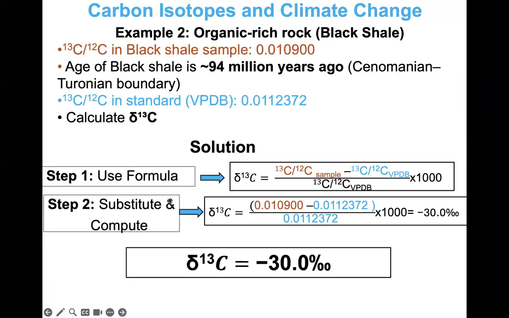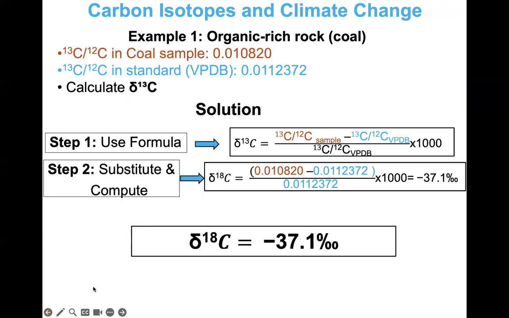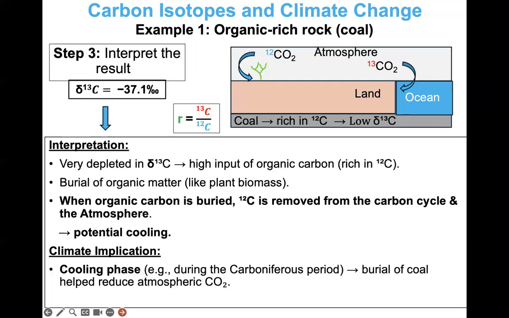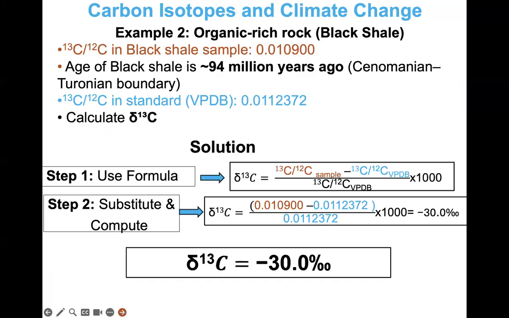So, another example of calculation. Organic-rich rock, black shale. Again, we have the delta ratio in a black shale sample. Remember the last one we did was coal, from plants on land, like in a tropical forest, for example. And this time we're going to do black shale that formed from plankton in the sea.